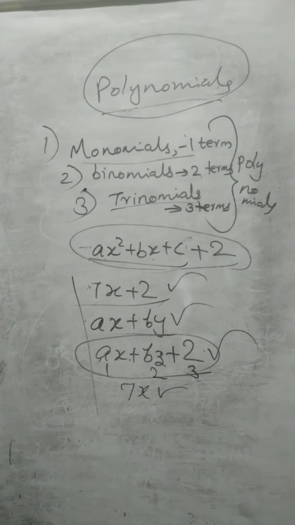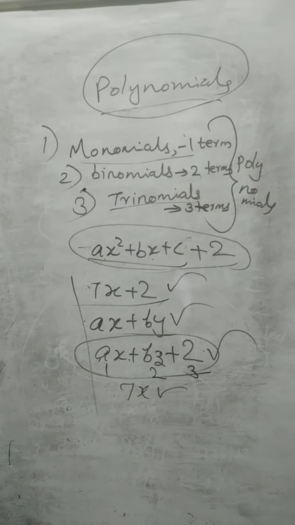Clear? I think now you got some idea about algebraic expressions, monomials, binomials, trinomials, like and unlike terms, coefficients, then factors. Okay. Clear? Thank you.